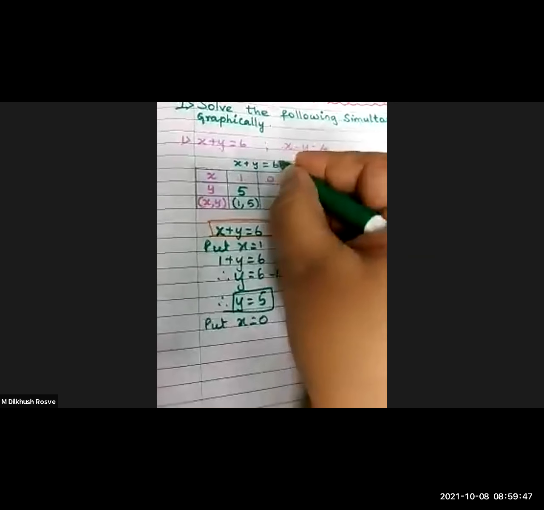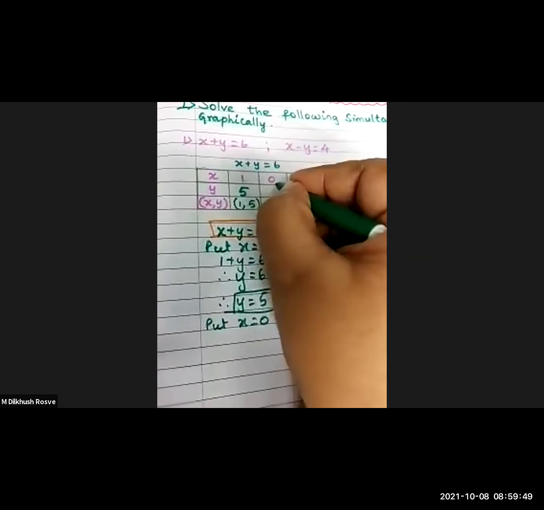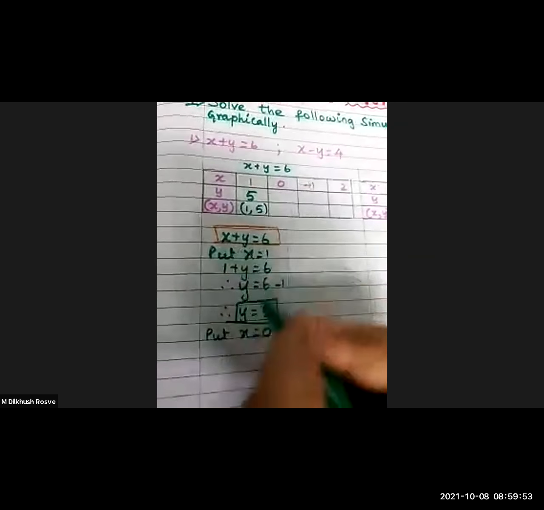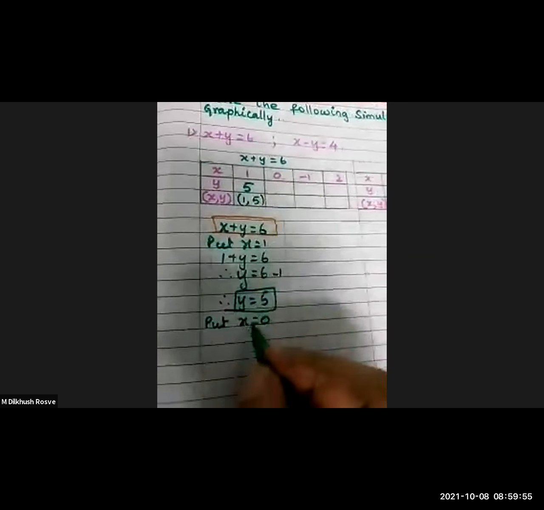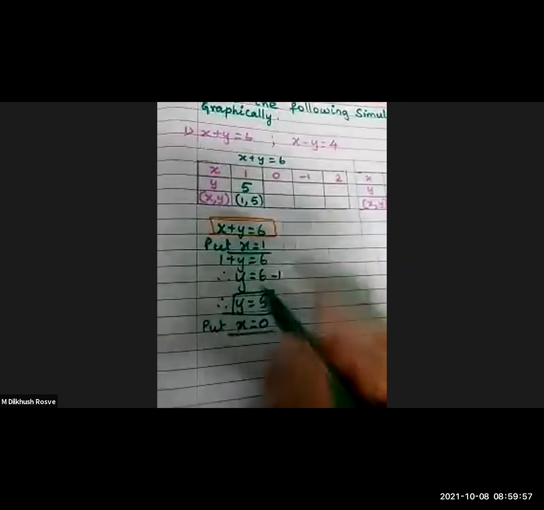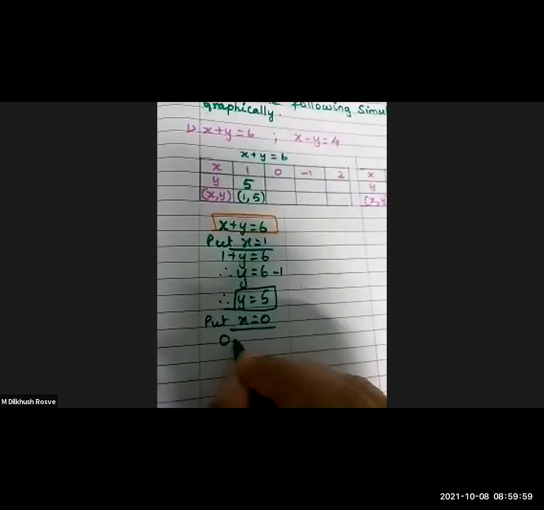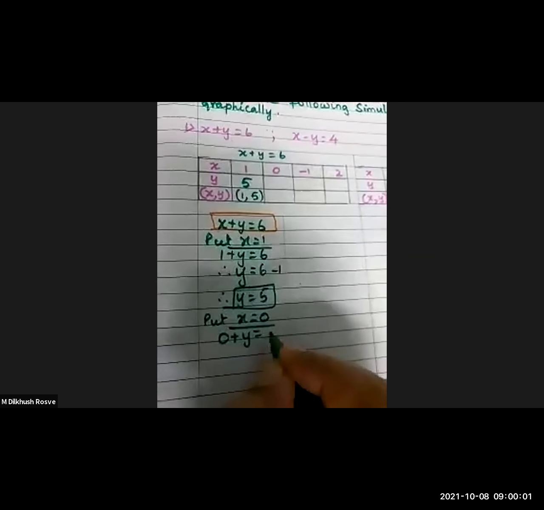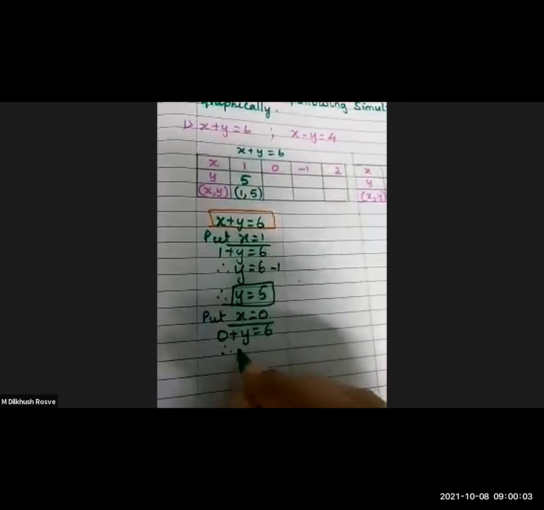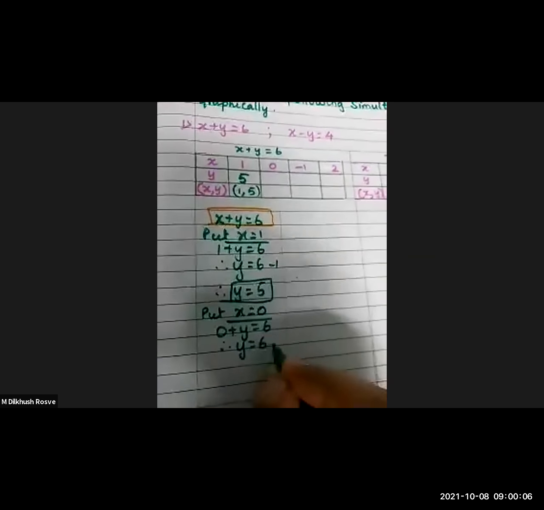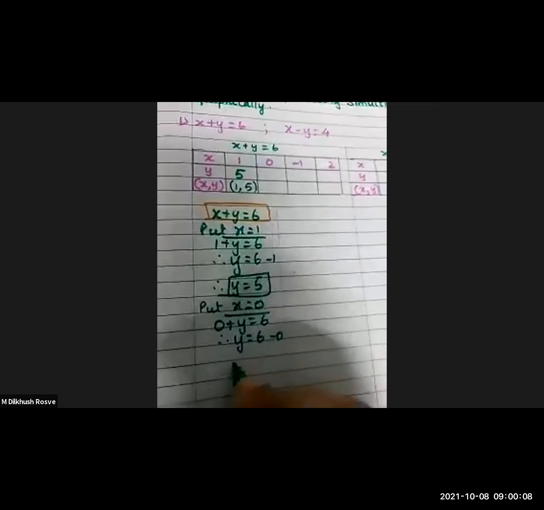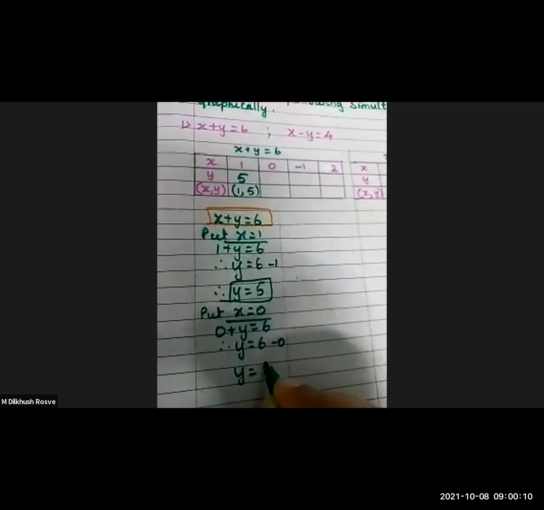Next, you see, put x equal to 0. The second value I am taking. Put x equal to 0. The same equation you have to substitute. X value is how much? 0. You put 0 plus y equal to 6. Therefore, y equal to 6 minus 0. That means y equal to 6.